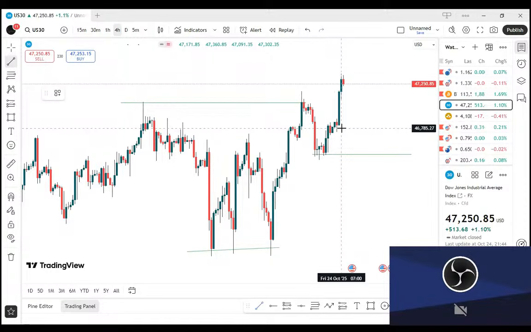So if you are trading US 30, you should look for more buying opportunity, because US 30 keeps on breaking these structures.